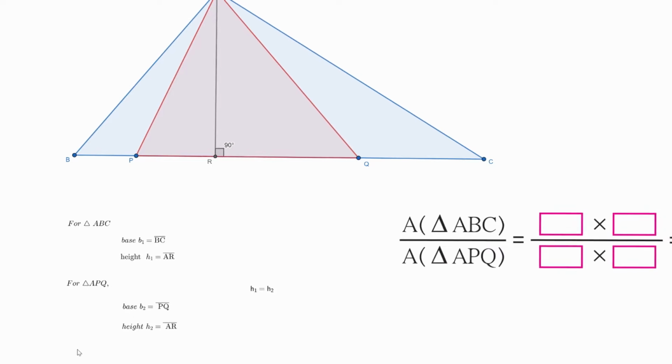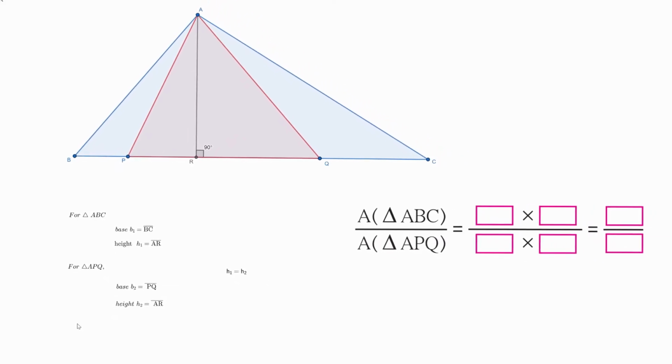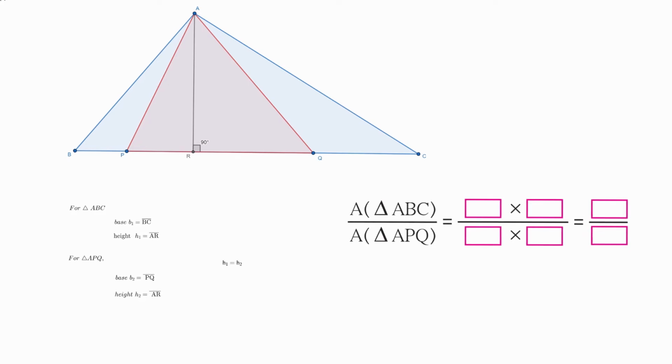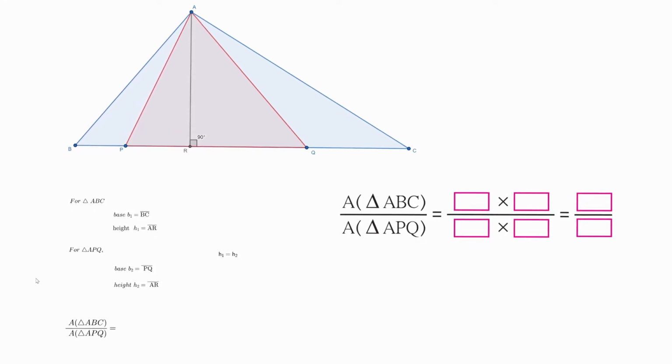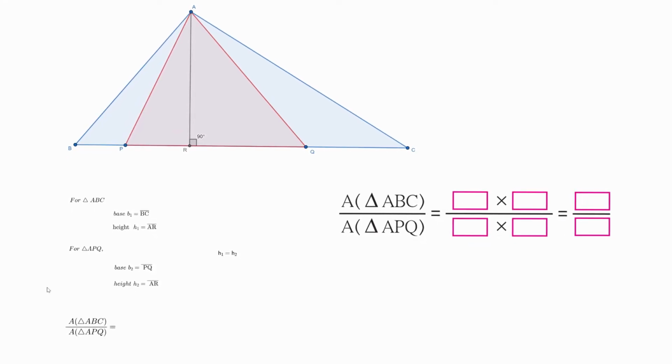Now let's try to solve the problem. The first thing is, I write down the ratio of the 2 triangles. Now this is equal to its formula, which is half multiplied by B1 multiplied by H1 upon half multiplied by B2 multiplied by H2. अभी इसमें से जो common term है, I need to strike it out. Here it is.